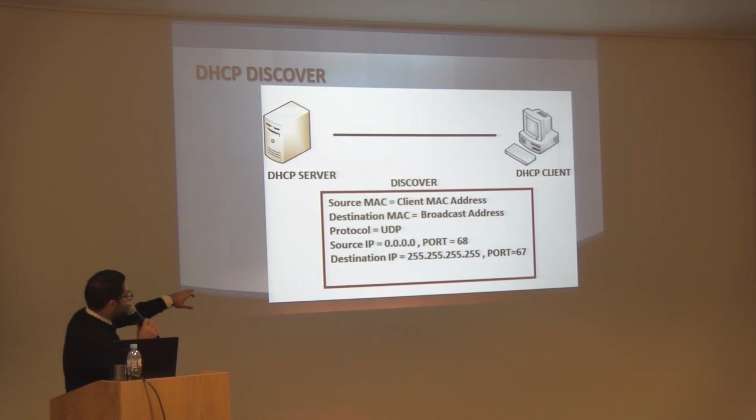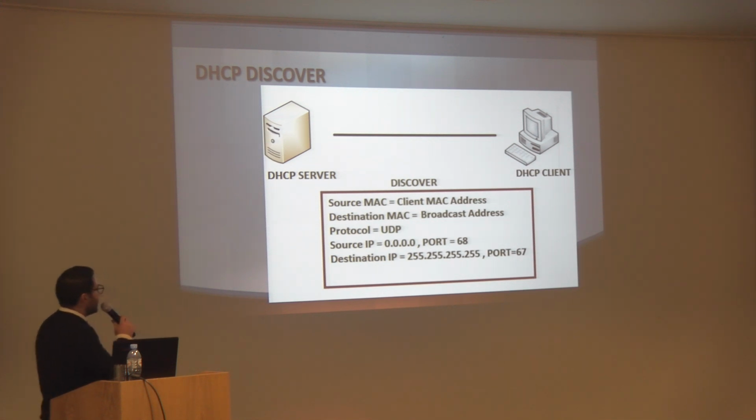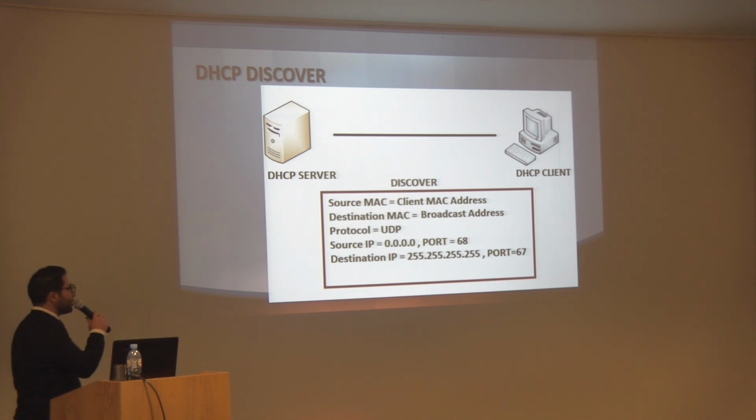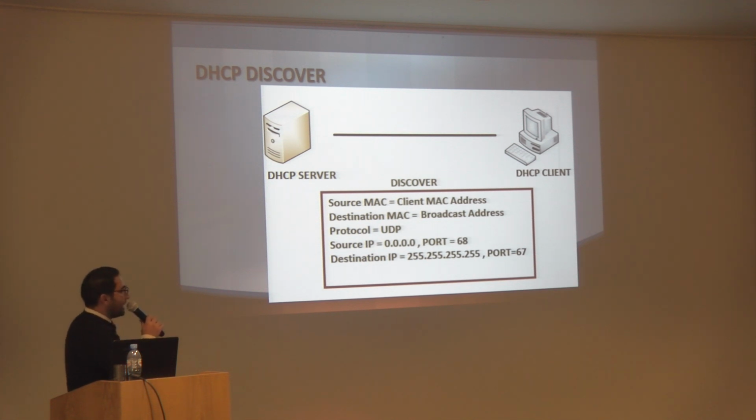This slide shows the Discover message format. The source MAC is the client MAC address, and the destination MAC is the broadcast address. The protocol is UDP, and the source IP is 0.0.0.0 on port 68, which is for the DHCP client. The destination IP address is 255.255.255.255 on port number 67, which is for the DHCP server.